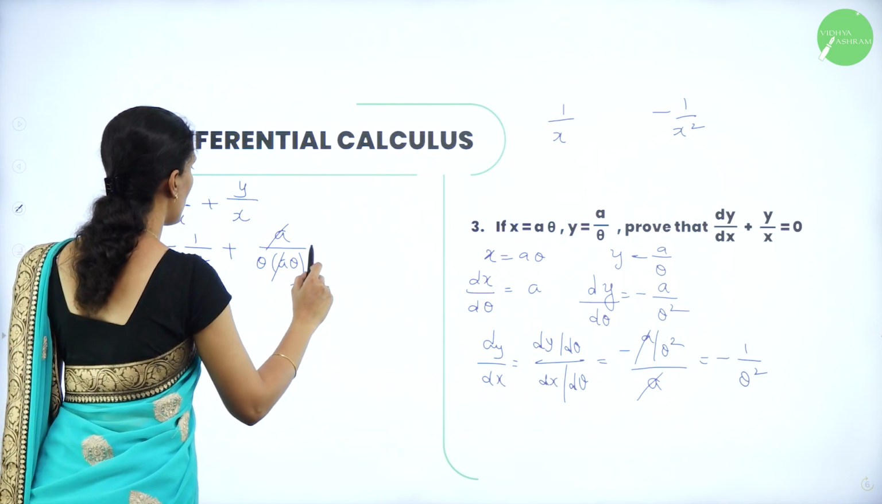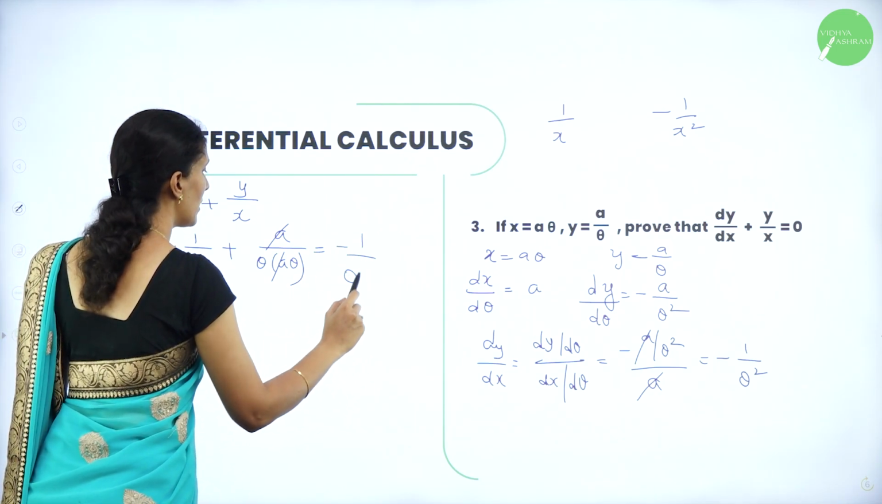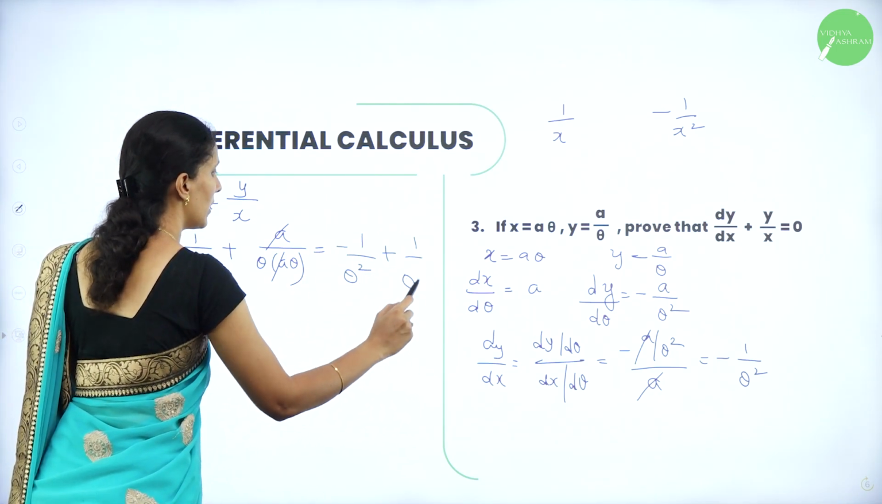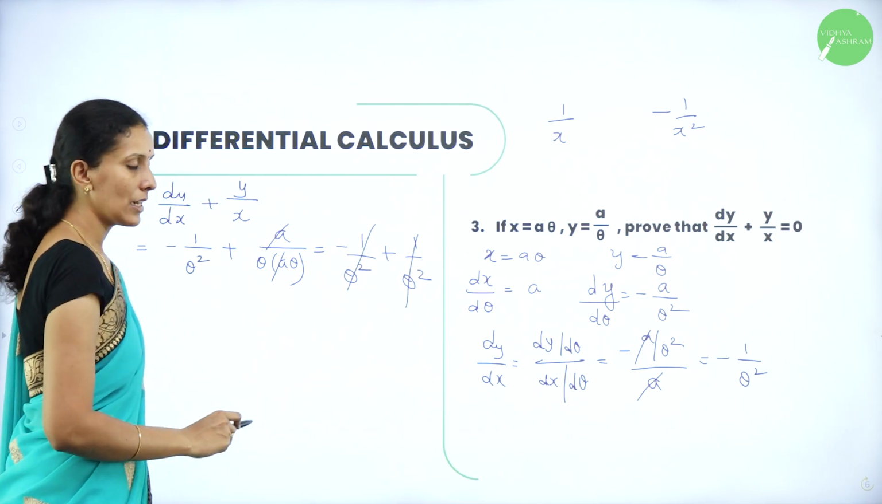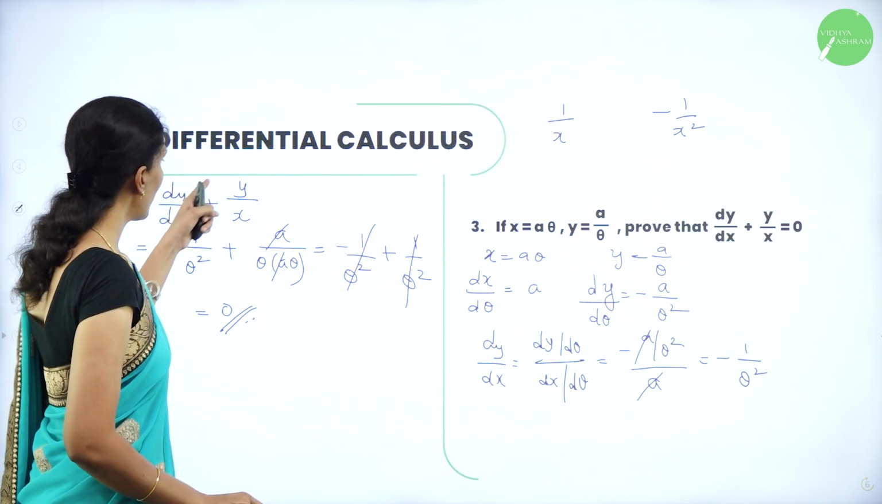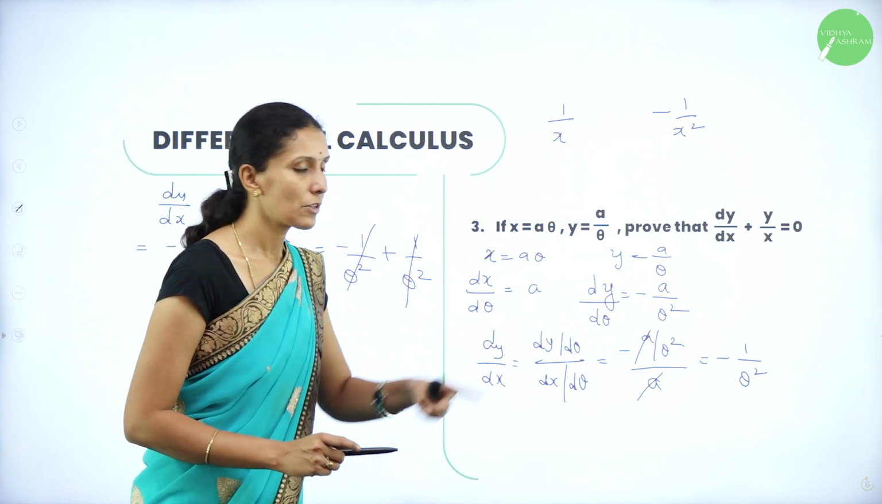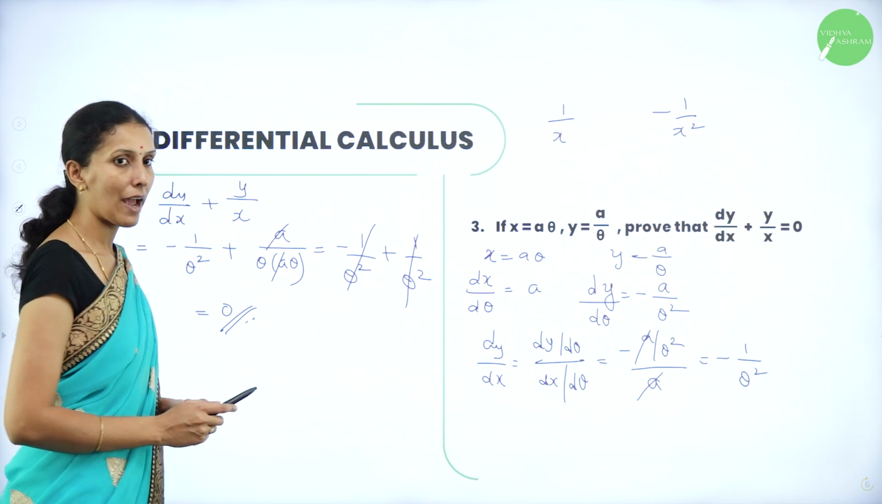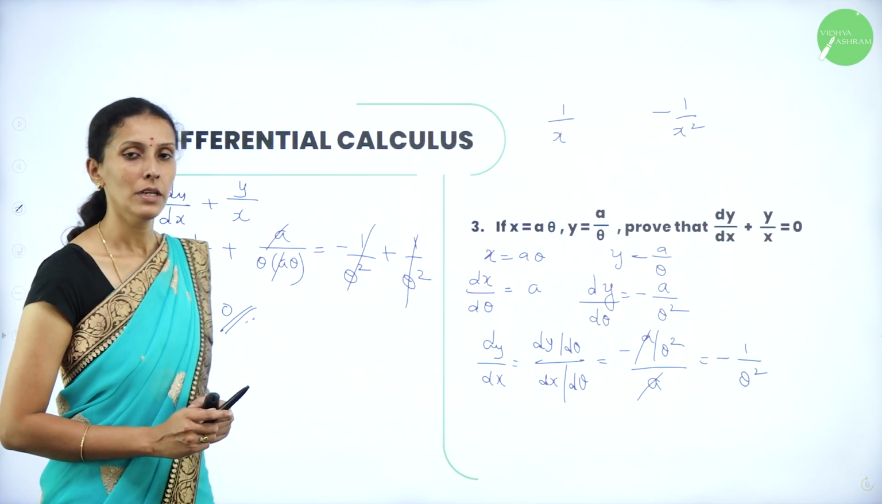Now minus 1 by theta square and plus 1 by theta square get cancelled. So it is equal to 0. So when you add dy by dx plus y by x, the result must be 0. Hence, we have shown the result will become 0.